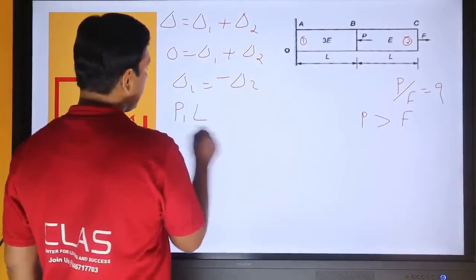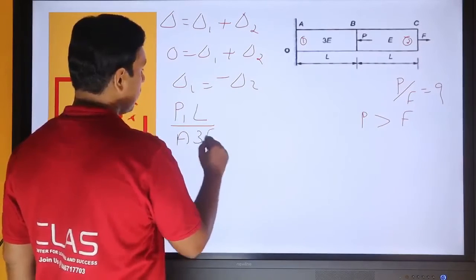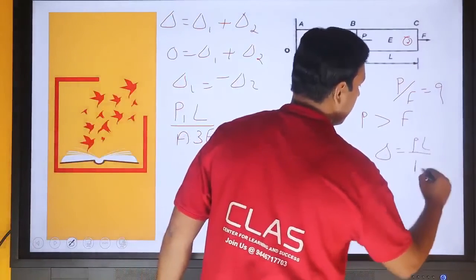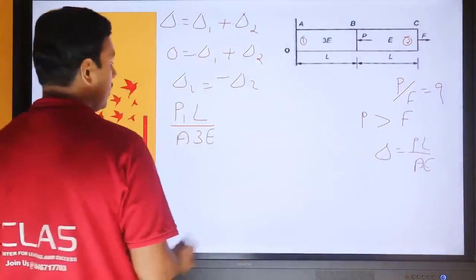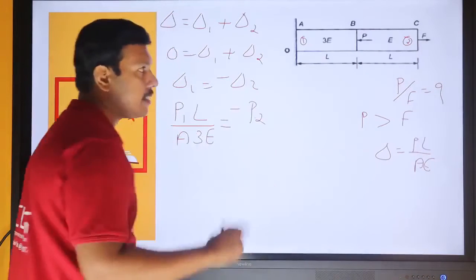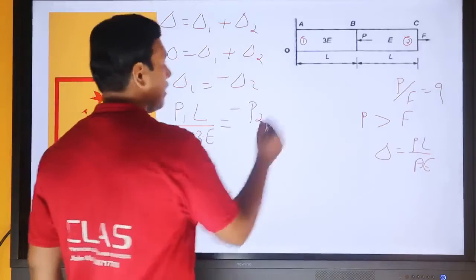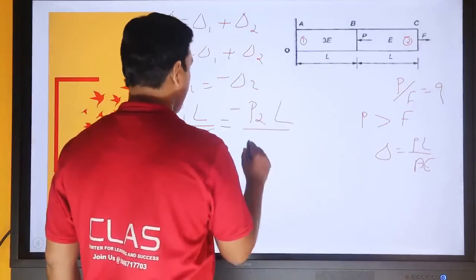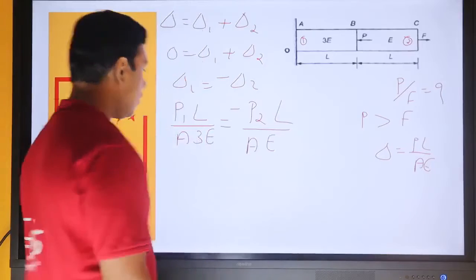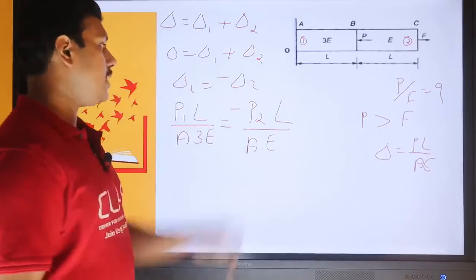L is same. Area of cross section is same. Young's modulus is E. Deflection delta is equal to PL by AE, where P is the load acting. Similarly, delta 2 is equal to minus P2 L by AE, where P2 is the load acting at bar number 2, or bar BC, and L, A and E are the same. We can cancel A, E and L, and we need to find out P1 and P2.